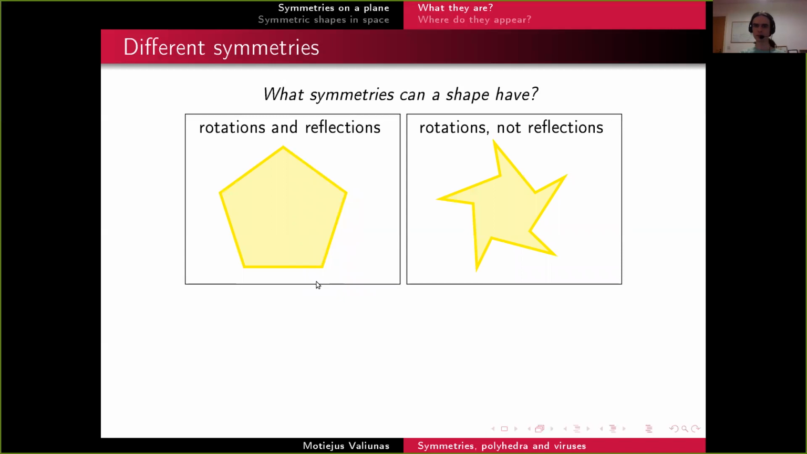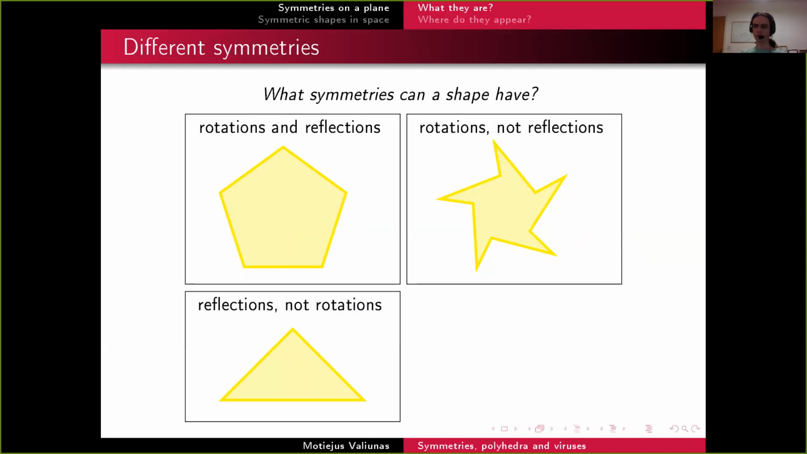There are shapes which have rotations but not reflections. So in here you can see some sort of pentagonal star-looking thing, which does not have any reflection symmetry, which means there is no line that divides the shape into two identical parts. But we can have rotational symmetry, which is, in this case, just rotation again by 72 degrees.